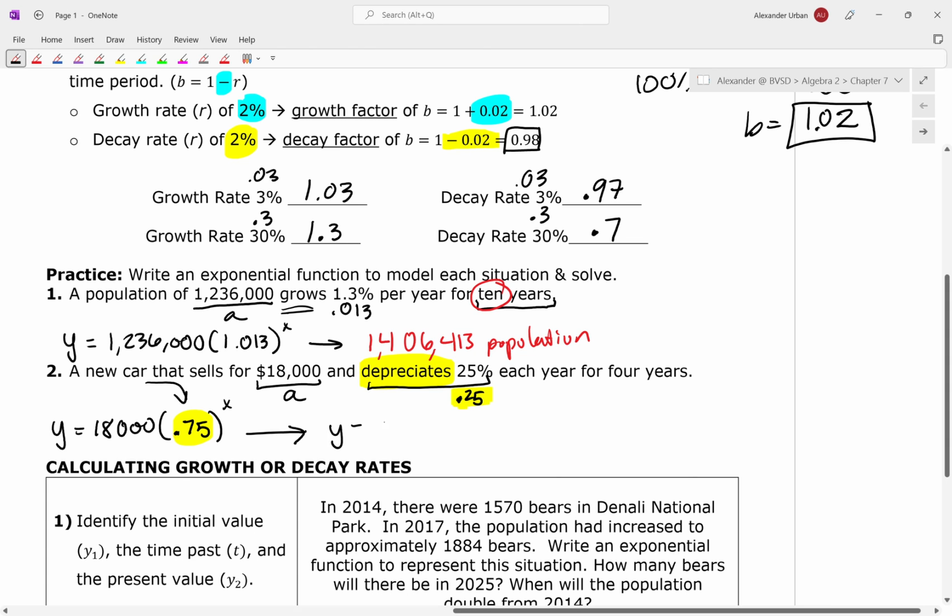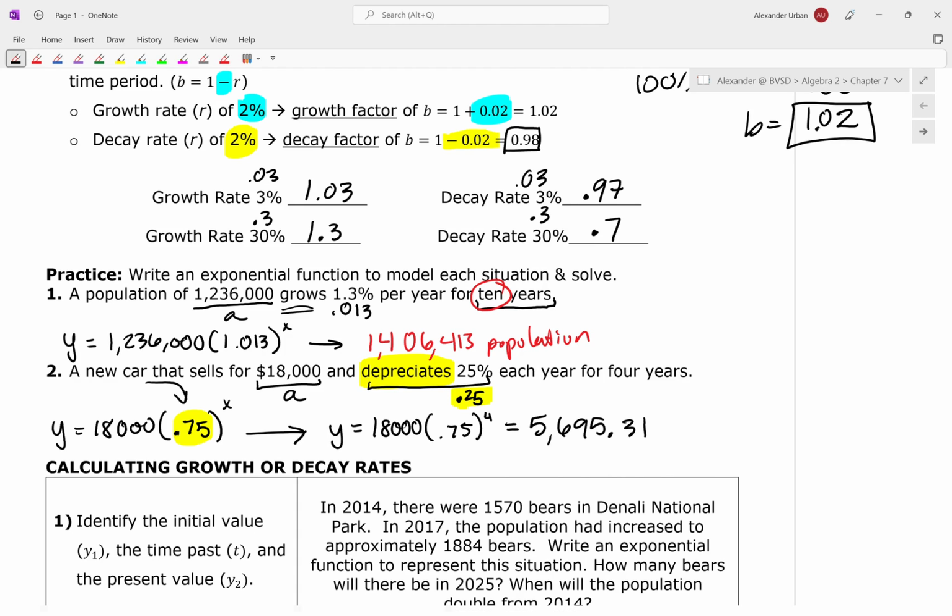I'm going to plug into my calculator 18,000 times 0.75 raised to the 4th power. I'm going to do that right now. And so after 4 years, this $18,000 car that you bought is now $5,695.31. I rounded to the 100th because this is money.